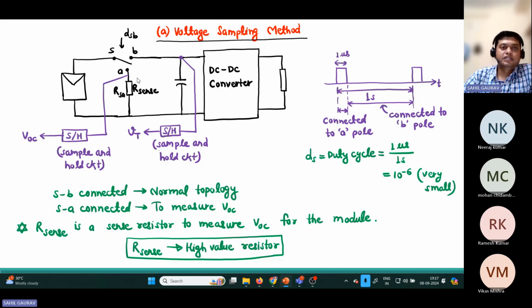Now when this switch is connected to the A pole, in that time we are passing the signal to the sample and hold circuit such that it will provide the open circuit voltage. And this R sense value is very high, so you can say that this is approximately equal to the open circuit voltage of this PV module.